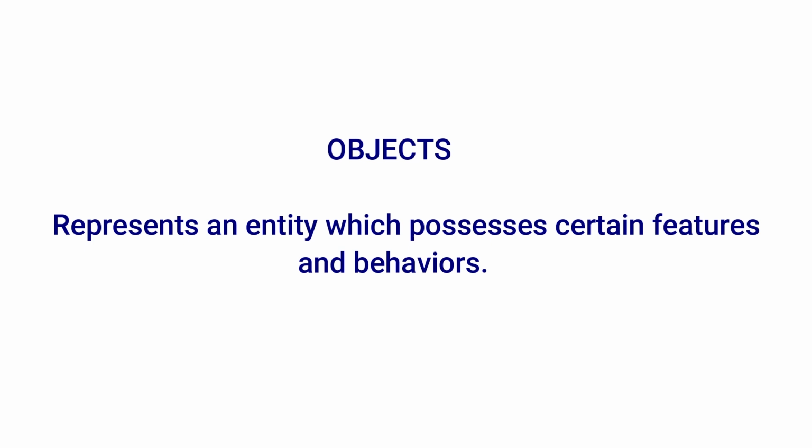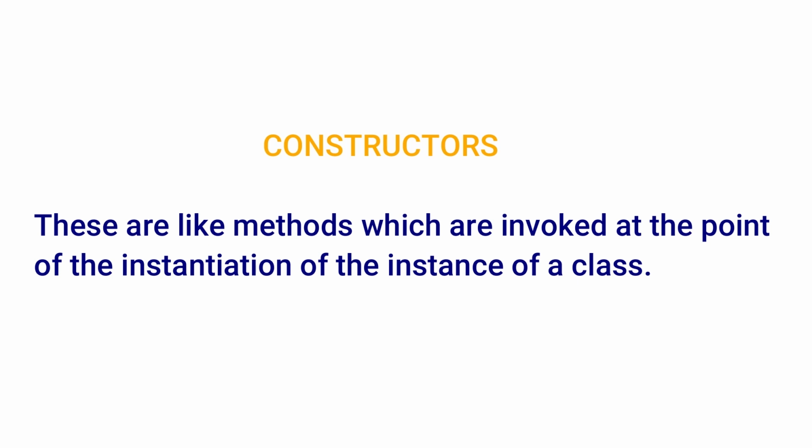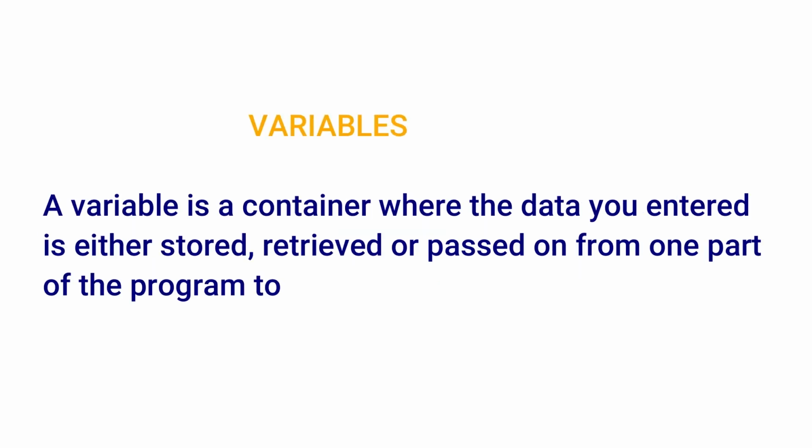From here we go to the next one, which has to do with methods. These represent actions to be performed on objects. Then another one is the constructor. These are like methods which are invoked at the point of instantiation of an instance of a class. And a variable is a container where the data you entered is either stored, retrieved, or passed from one program or part of the program to another.